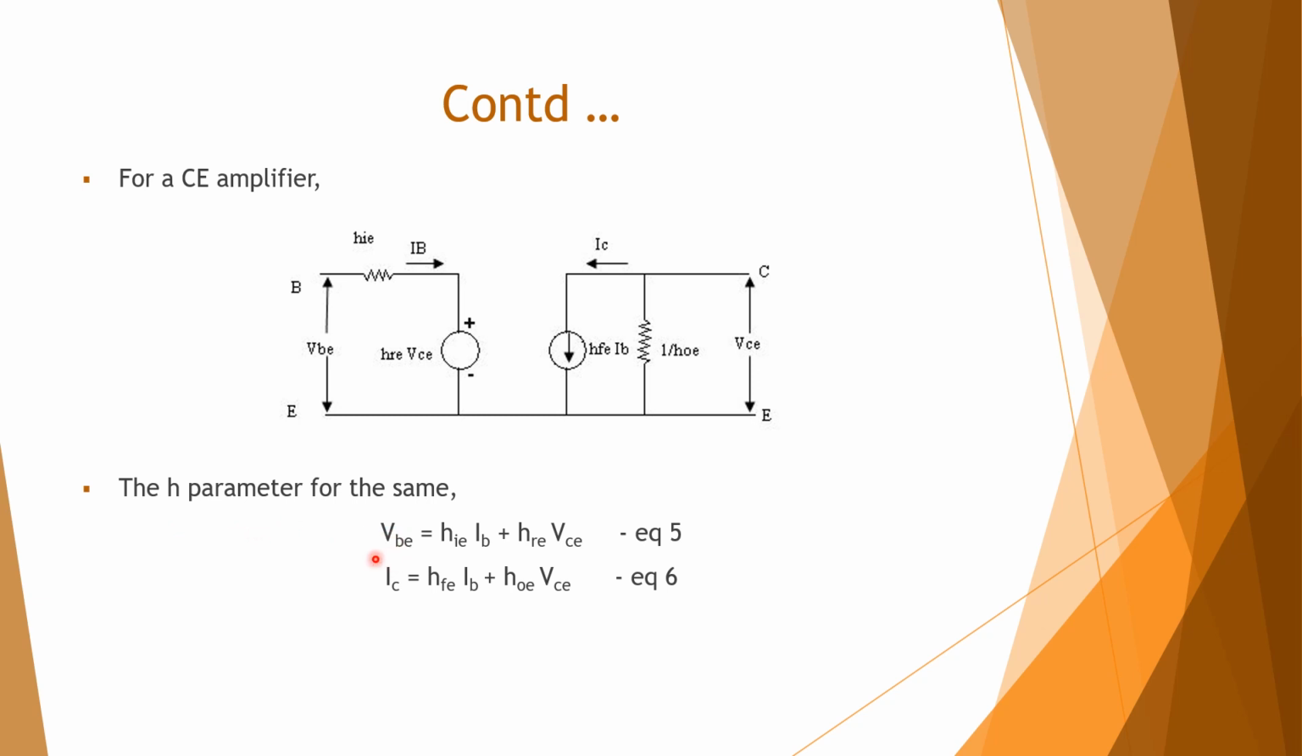So we can define in terms of base emitter voltage and collector current like that. We can define here VBE is equal to HIE IB plus HRE VCE, and IC equal to HFE IB plus HOE VCE. So these are equations we should remember. You should remember these two equations. This is very important.